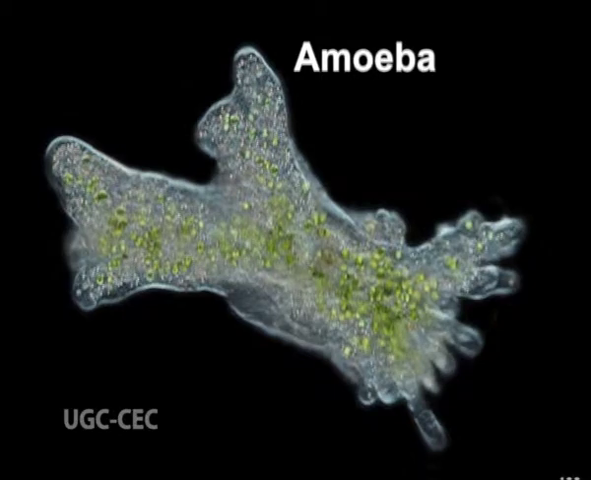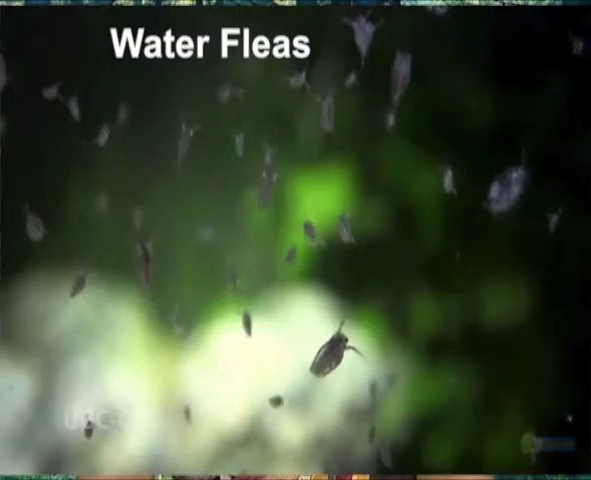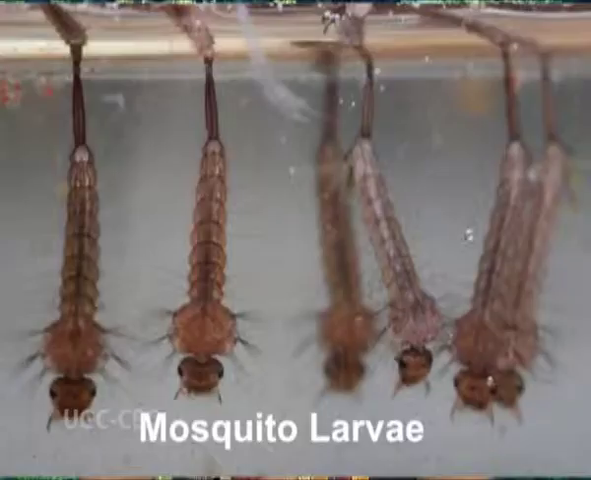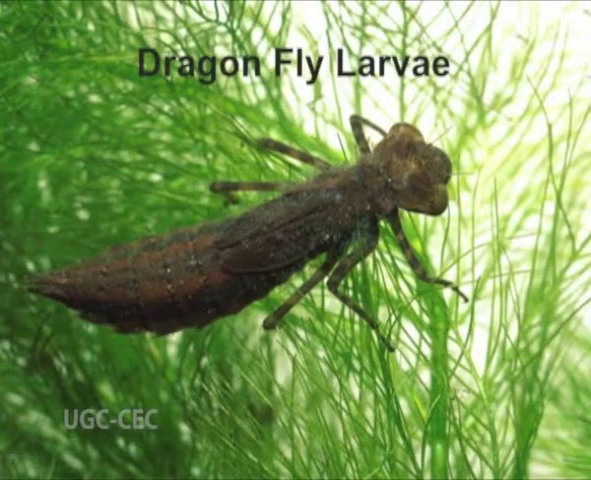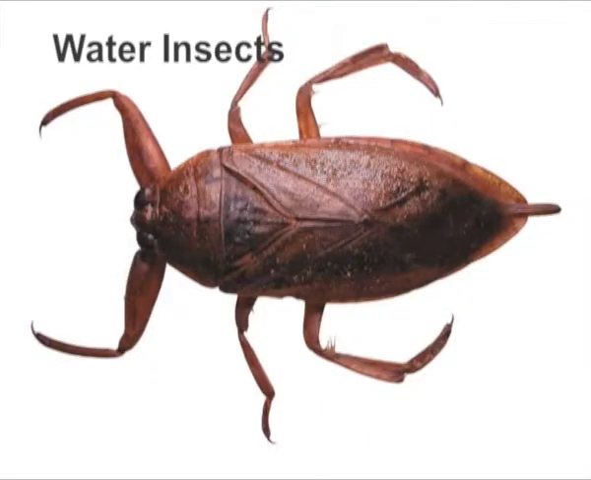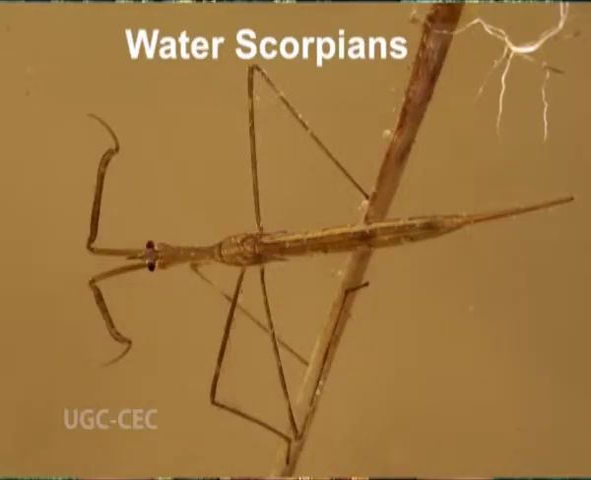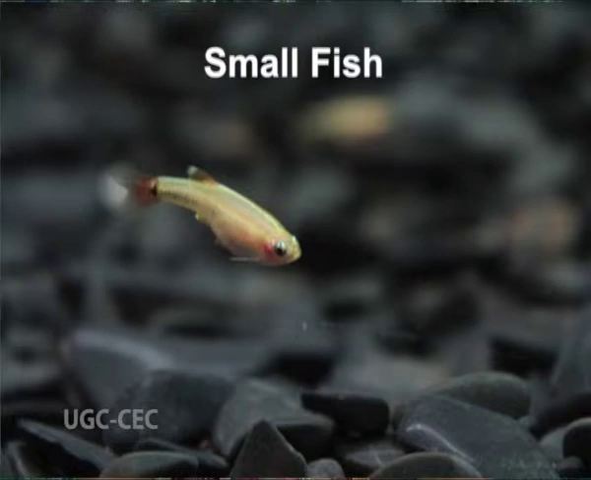Unicellular algae are eaten by protozoans, amoeba, paramecium and water fleas. The snails, mosquito larvae and tadpoles take aquatic plants as food. All these herbivore organisms are regarded as primary consumers. These are eaten by hydra, dragonfly larvae, water insects, giant water bugs, water scorpions, water beetles, etc., and small fish. These carnivore organisms are secondary consumers.